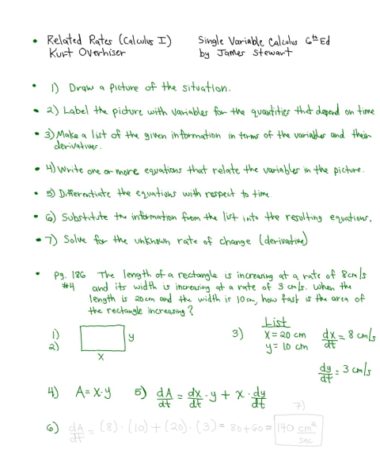Okay, for step 6, we have to plug in all the information in our list into the resulting equation that we got in step 5 as a result of differentiating the area formula for a rectangle. So plugging in all this information, we get dA dt would be equal to dx dt, which from our list is a numerical quantity of 8, times y, which has a numerical quantity of 10, plus x, which has a numerical quantity of 20, times dy dt, which has a numerical quantity of 3.